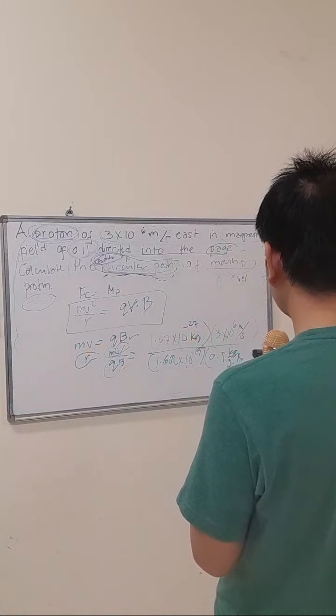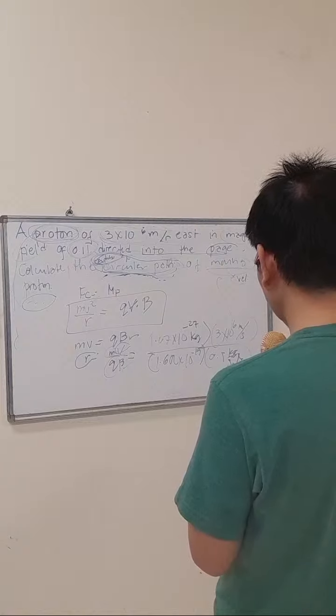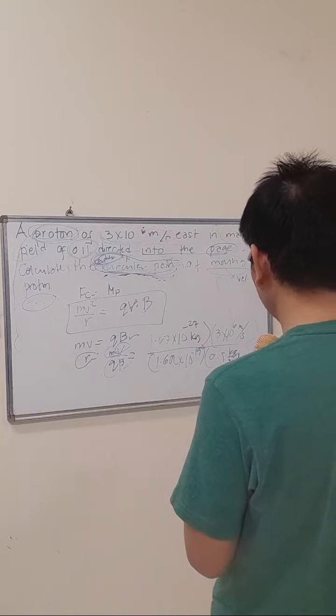Exponent to the 6, right? Okay. 1.67 exponent to the negative 27. Times 3 exponent to the 6.